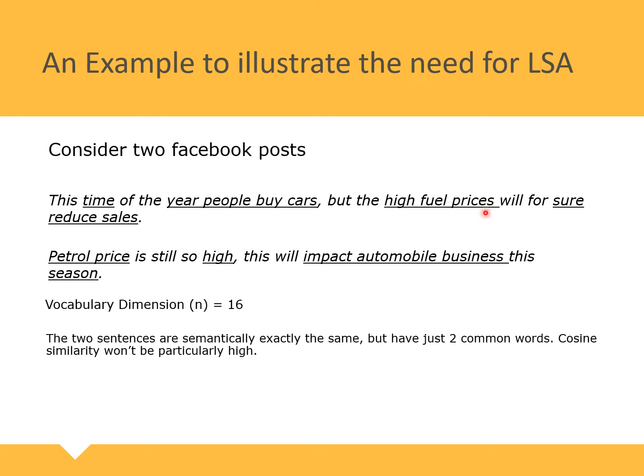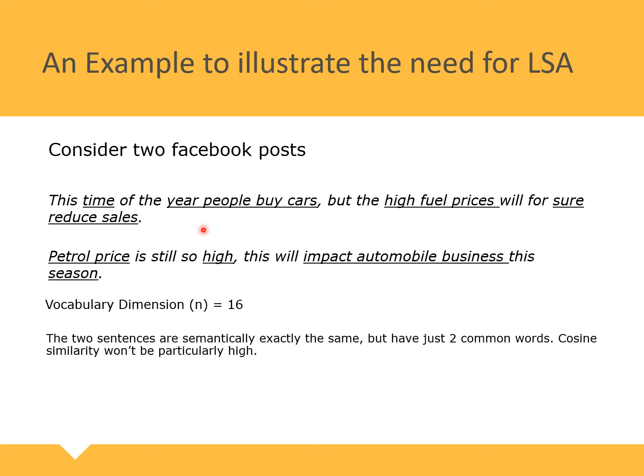So we are all convinced that semantically, or meaning-wise, these two sentences are pretty much the same. In this case, we are looking at a vocabulary size of 16. If you look at the terms which are underlined, they are the terms of interest, and the rest are all stop words. There are 16 such unique words across these two sentences, so the vocabulary dimension is 16. Essentially we can represent both of these sentences in a 16 dimensional vector space, according to the vector space model.